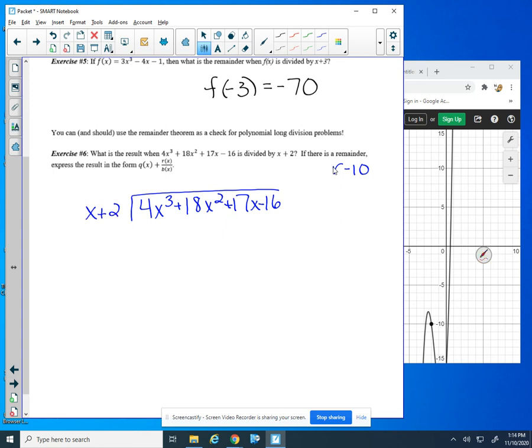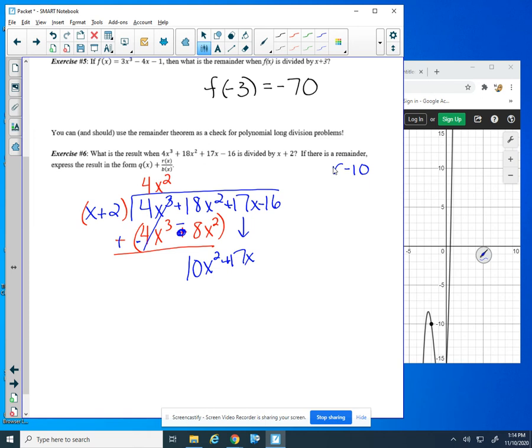So I'm saying, how many times does x go into 4x cubed? And I'm going to do this kind of quickly on this video. So that's 4x squared times, and then we're going to multiply. So 4x cubed plus 8x squared, subtract, and we'll change our signs, right? Make an addition and change these two. Cancels, 18x squared minus 8x squared is 10x squared, and we bring down the 17x.